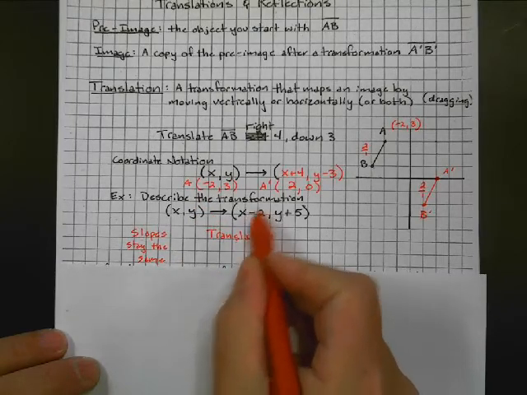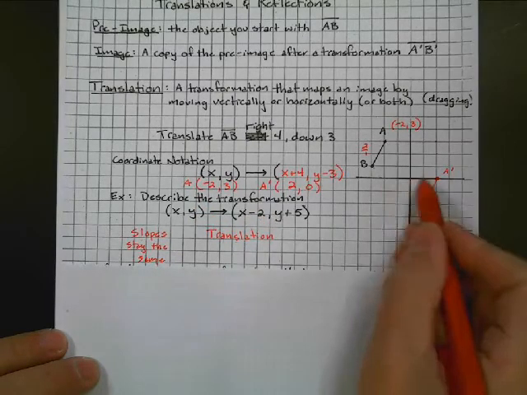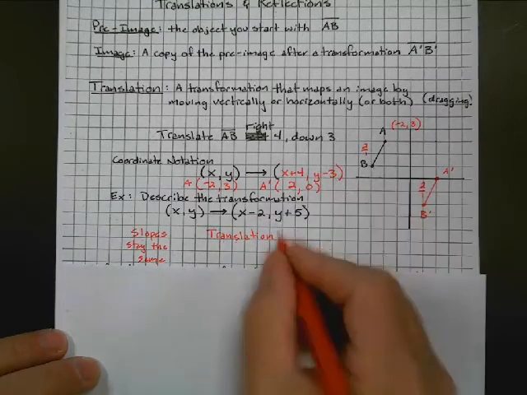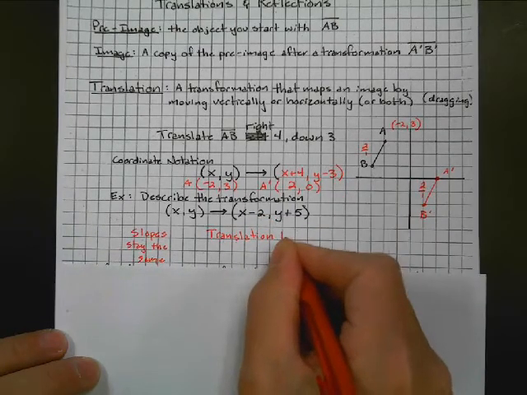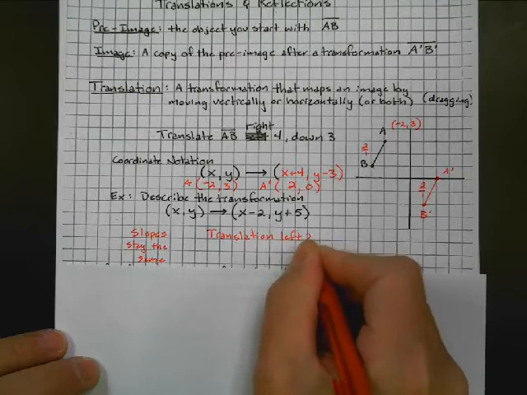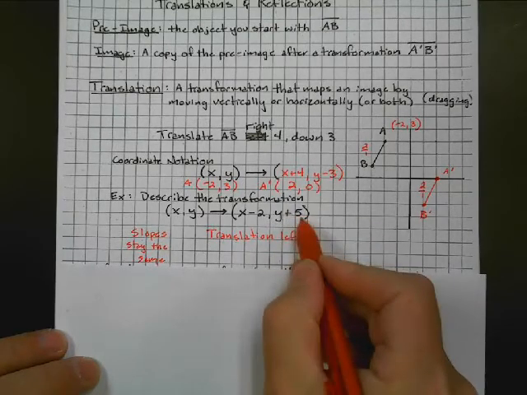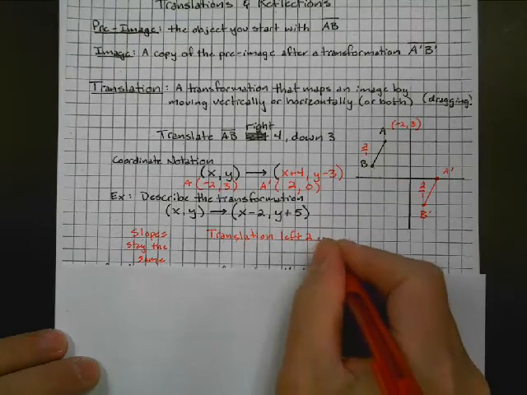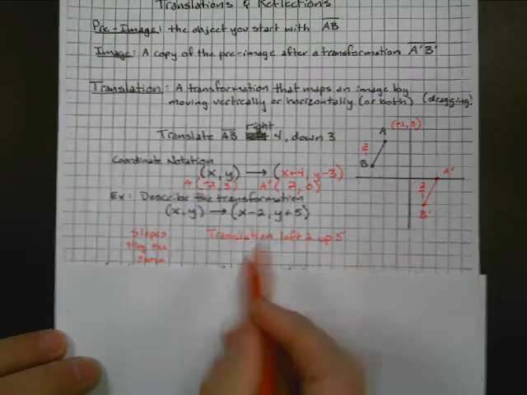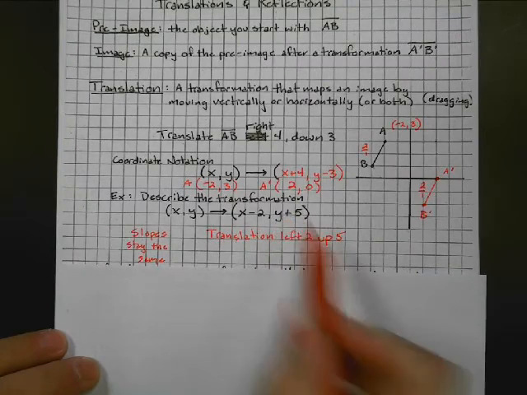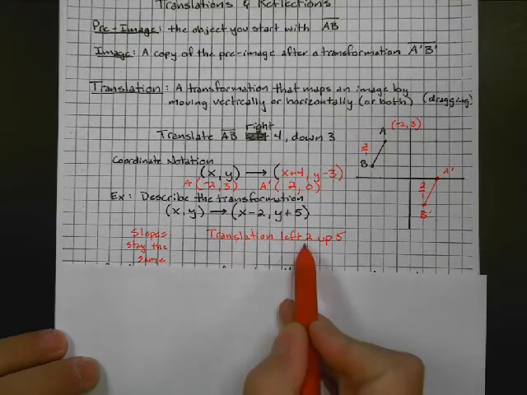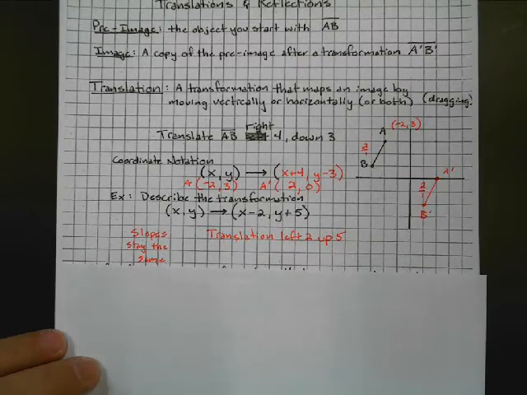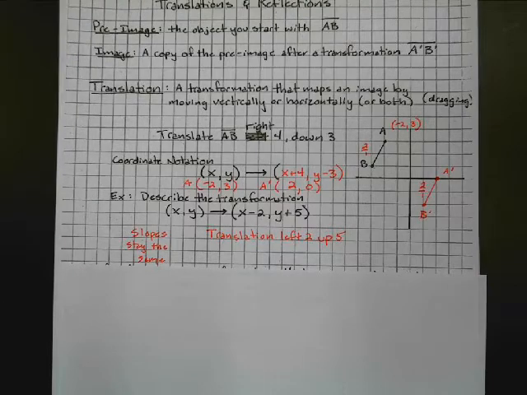And then it's minus 2. So minus 2 for the x would be going left 2. So then I'd say it's a translation left 2. And then plus 5 on the y would mean going up 5. So x minus 2, y plus 5 means it's a translation going left 2 and then up 5. All right, translations, pretty straightforward.